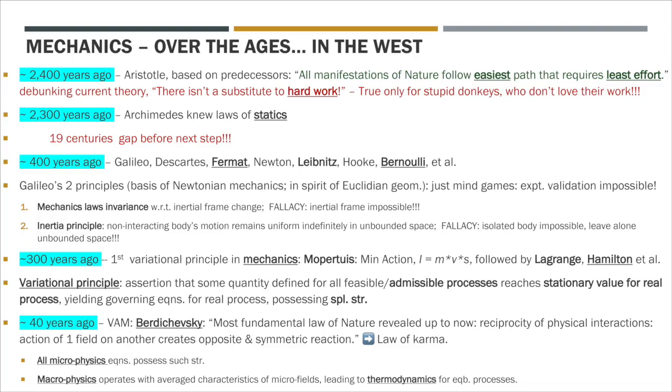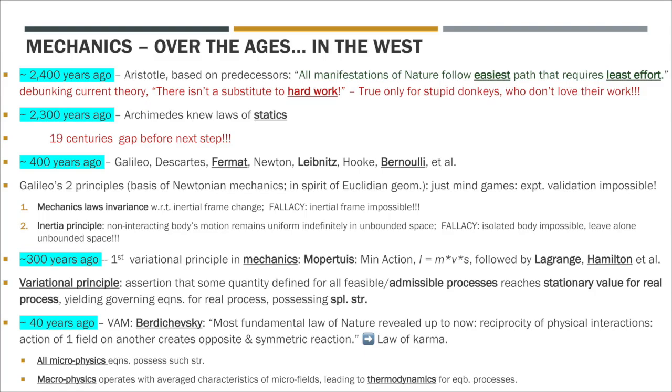So basically there are lots of variational principles, not only the Hamiltonian that we mostly use, but they are all bound by a common definition. A variational principle is just an assertion that some quantity which is defined for all feasible or admissible processes, not any process whatsoever, there's a certain range in which you have to search for your solution, reaches a stationary value for the real solution amongst the admissible processes, could be maxima or minima, yielding governing equations for real processes, possessing a special structure.